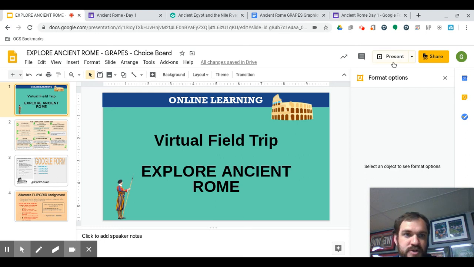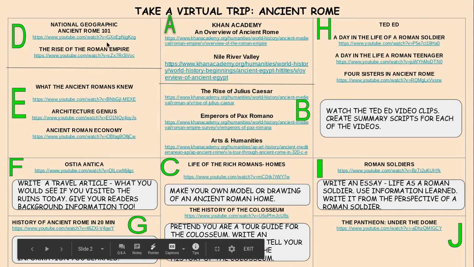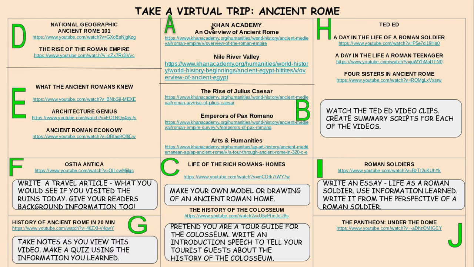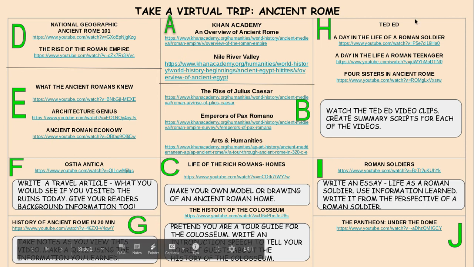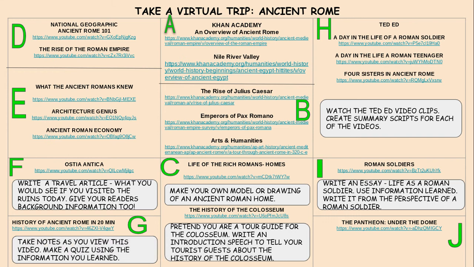All right, so we're back to this little PowerPoint, and this is what is known as a choice board. I'm going to hit present here, and I'm going to explain this choice board. This is the choice board right here. We have A, B, C, then we have D, E, F, G, H, I, J. Over the course of this week, you are going to have the choice of where you want to go, what sections you want to click on.